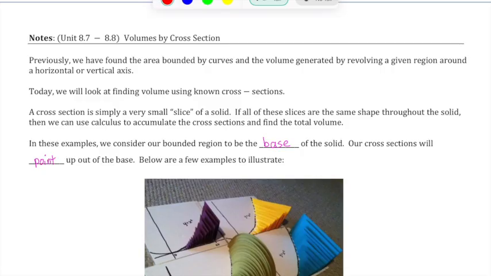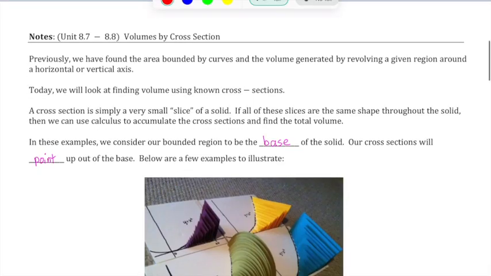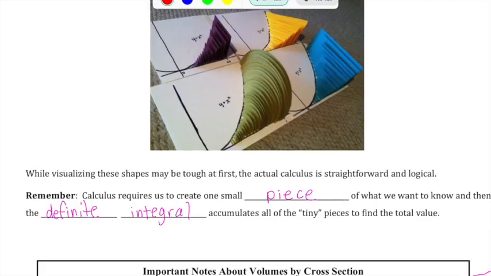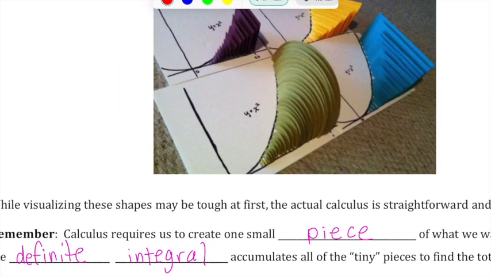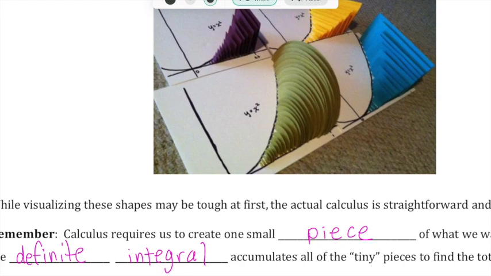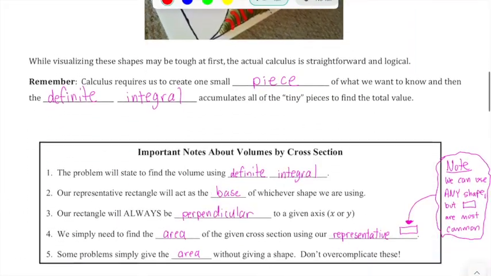And we consider these cross sections as our base, and then that's what we're going to do the calculus with. And we always find the volume using a definite integral, because if you remember, definite integrals mean to add up the area of all the shapes. If you have a curve here and you break it into tiny rectangles, the integral is basically the sum of all those little rectangles. And so when we do the definite integrals of cross sections, we're adding up all of these little cross sections to find the volume under the curve.